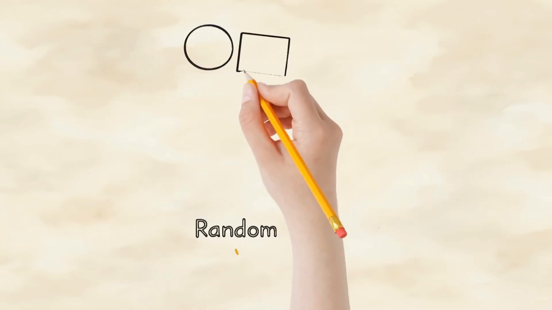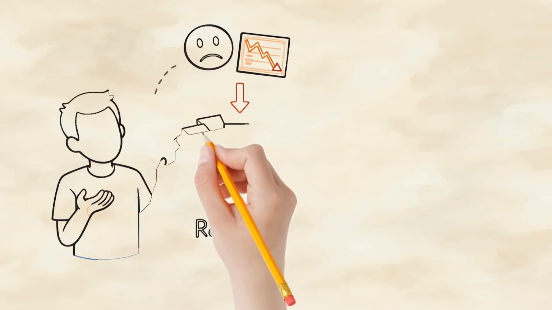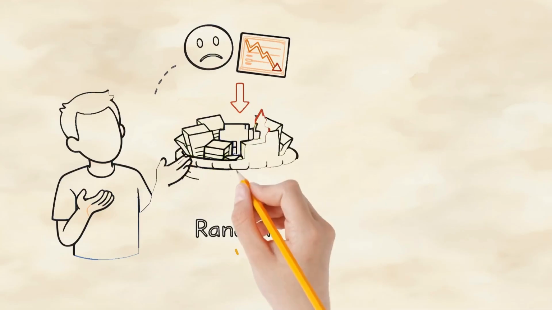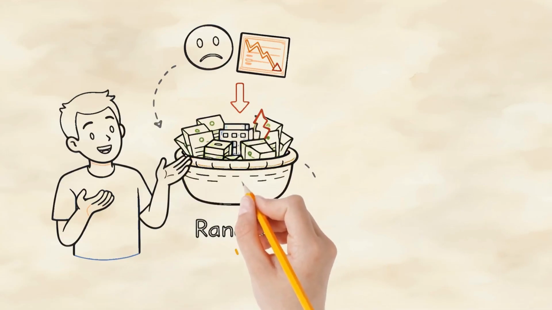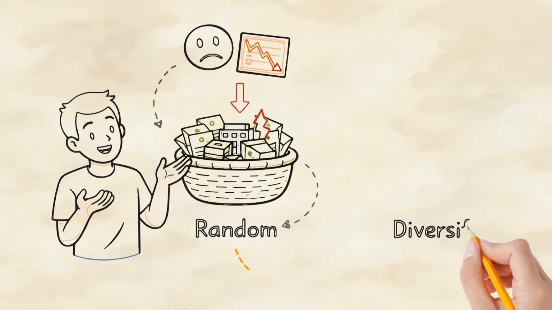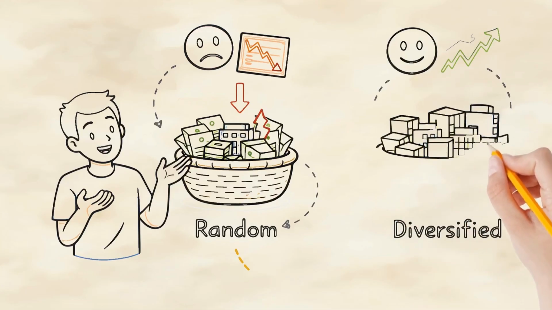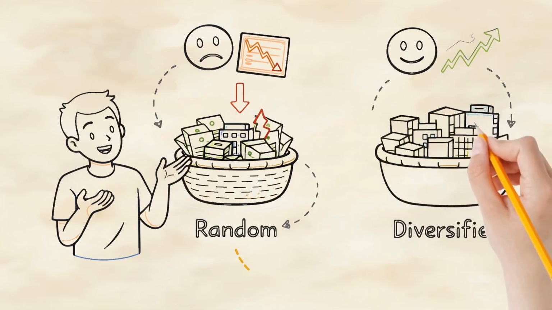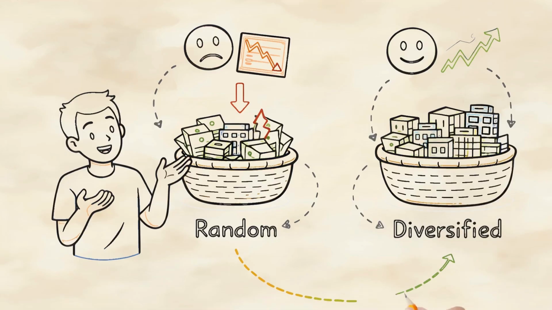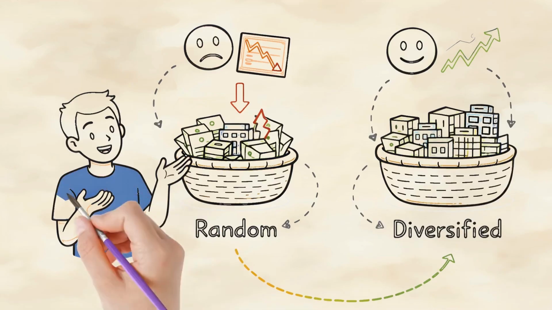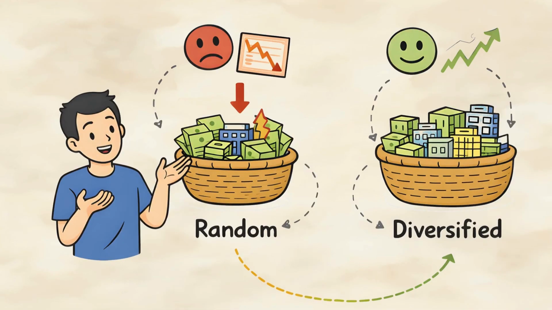Now, diversification. Diversification means spreading your money across many investments so one bad outcome doesn't ruin everything. It matters because it reduces the damage of being wrong about any single company. Example, if one stock drops, but you own a wide basket, the impact is smaller. Common mistake, thinking diversification means buying random stocks. Real diversification avoids heavy concentration in one thing.